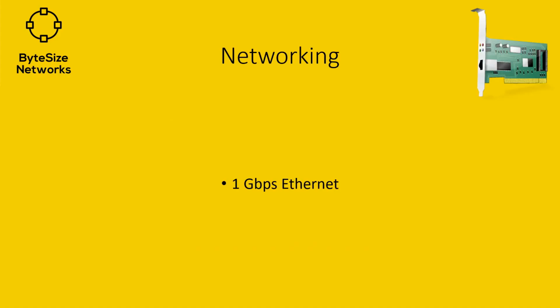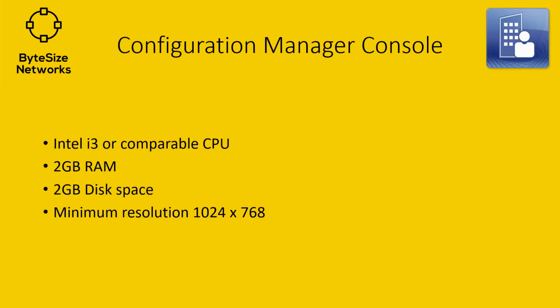The networking's easy. You just need a 1 gigabit per second Ethernet adapter. For the Configuration Manager console, that's the program you're going to use on your admin PCs to manage SCCM. You're going to need an Intel i3 comparable CPU, at least 2 gig of RAM, at least 2 gig of free disk space, and a minimum resolution of 1024 by 768.